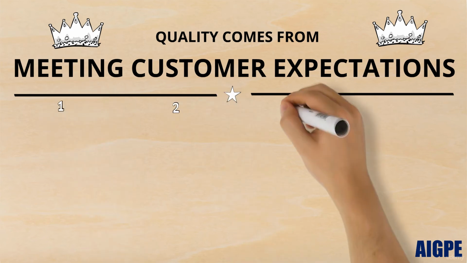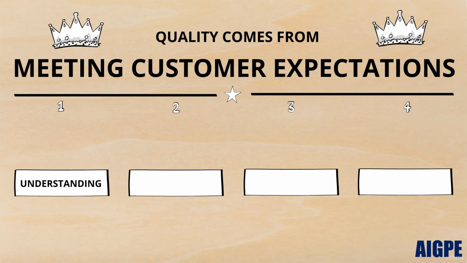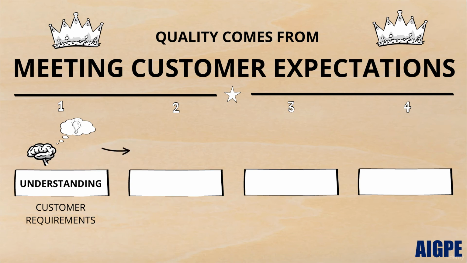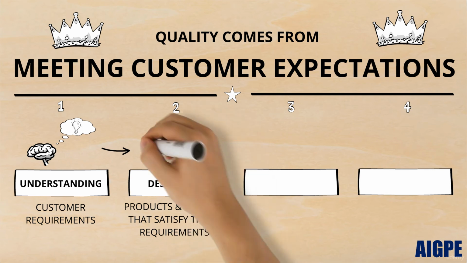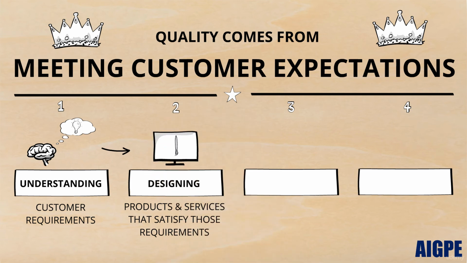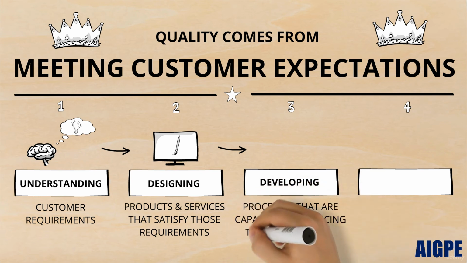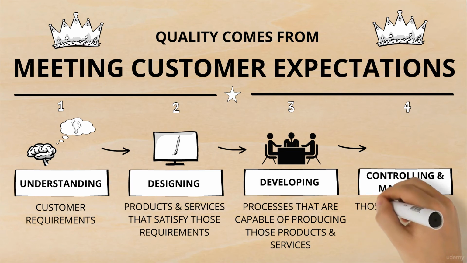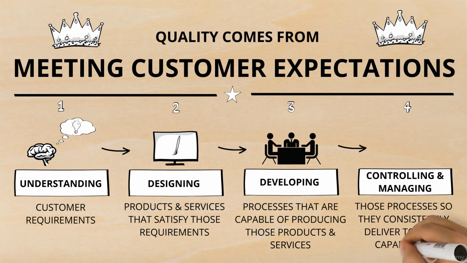This occurs as a result of 4 activities: understanding customer requirements, designing products and services that satisfy those requirements, developing processes that are capable of producing those products and services, controlling and managing those processes so they consistently deliver to their capabilities.